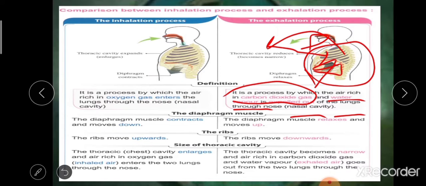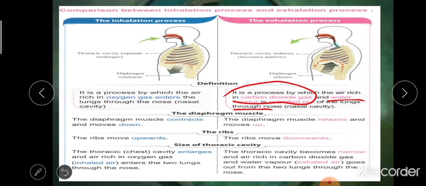Let's repeat again. In the inhalation process, what happens? Air containing oxygen enters the lungs.